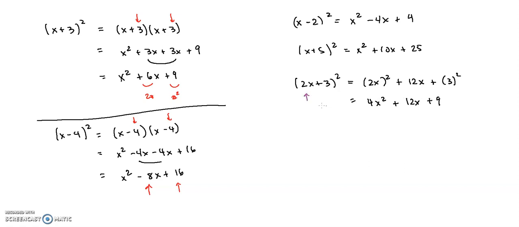So the first term is 2x, the square is 4x squared. Okay, in the middle we would get 2x times 3 is 6x, double is 12. And then on the end we get 3 squared, which is 9. Okay, so that's kind of helpful if you notice that pattern for square, but again, you can always just FOIL it out if you're not sure.